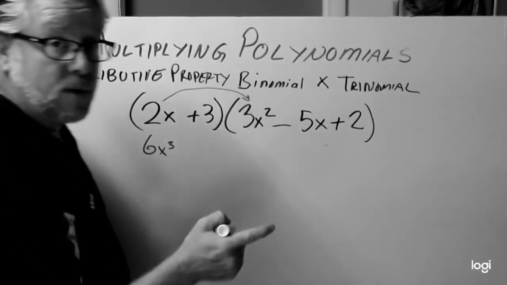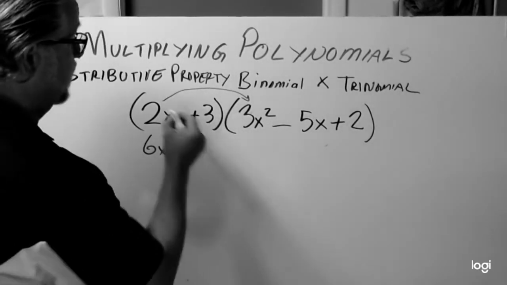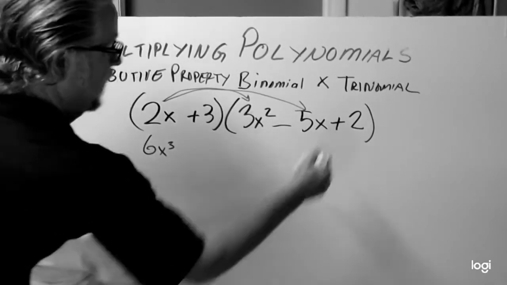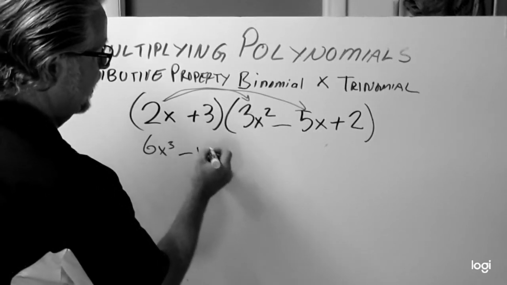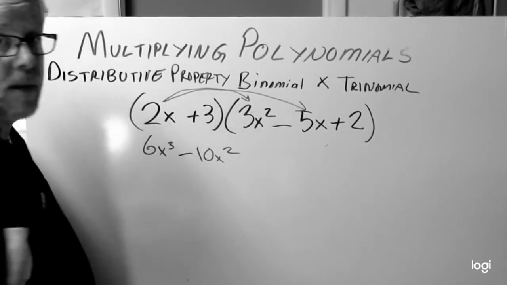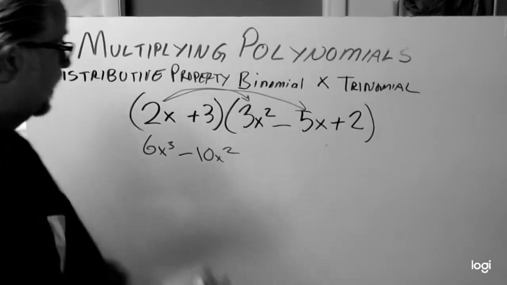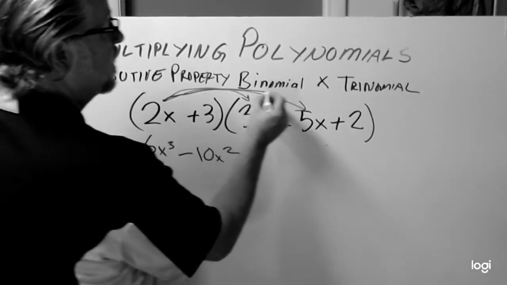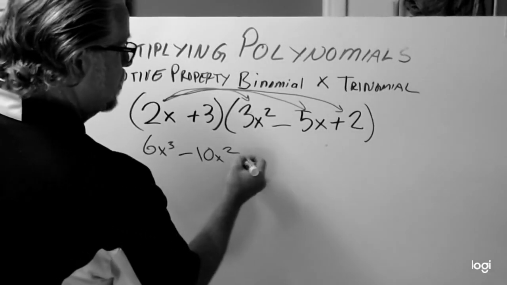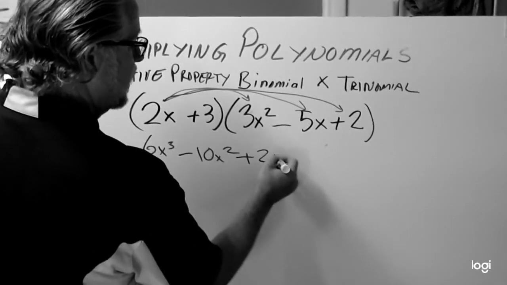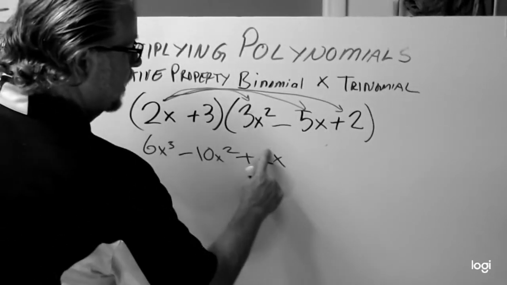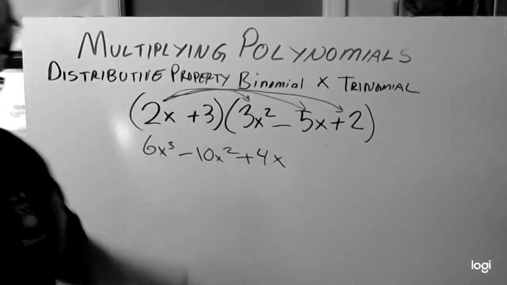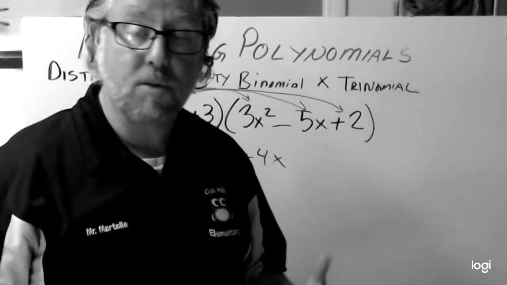Now let's take our 2x and distribute it to the middle term of the trinomial. 2x times negative 5x is going to be negative 10x squared. Finally, we're going to distribute our 2x to the final term, so 2x times 2. All the way down over here, 2x times 2 gives us a 2x. 2 times 2 is 4, make that a 4x. So we've done our first term, multiplied it to all three terms in our trinomial.